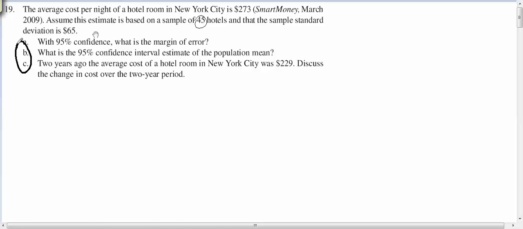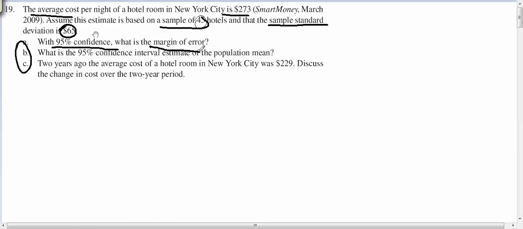Question number 19 says, the average cost per night of a hotel room in New York City is $273. Assume that this estimate is based on a sample of 45 hotels and that the sample standard deviation is 65. What is the 95% confidence? With a 95% confidence, what is the margin of error?